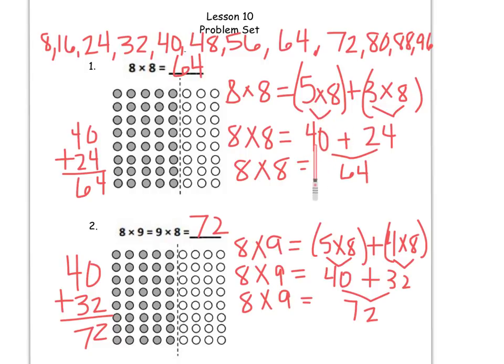Also, 40 plus 24, that's way too big to do in your head. I have the standard algorithm off to the side. Make sure that you always show your work, just like I did.